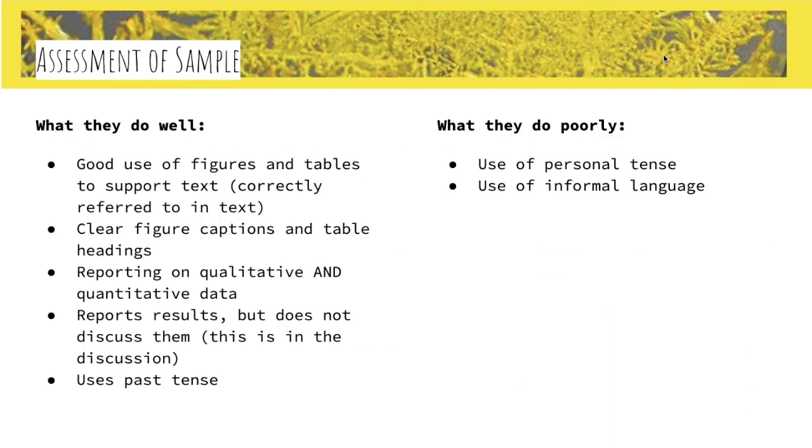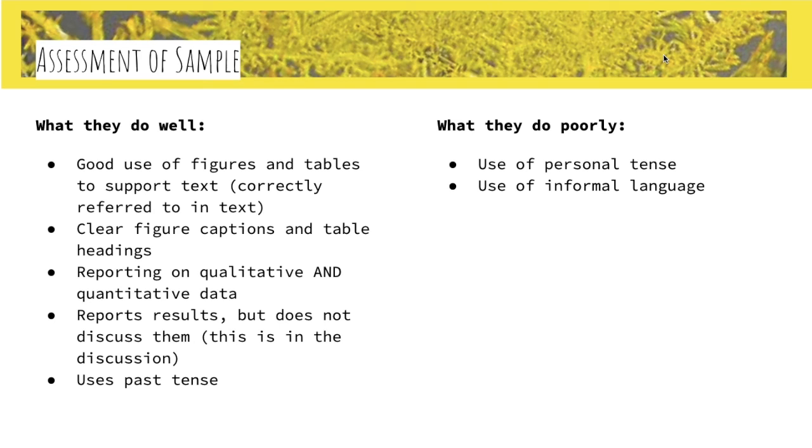So let's assess what they've done here. Things that they did well: they have good use of figures and tables to support their text, and these are correctly referred to in the text. They have clear figure captions and table headings. They are reporting on qualitative and quantitative data. They report the results, but they don't discuss them. We need to keep the discussion for, as it's named, the discussion part of the paper. We are just recording the results.